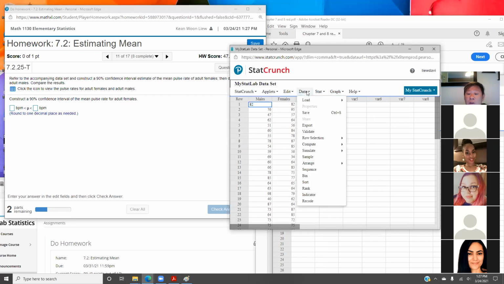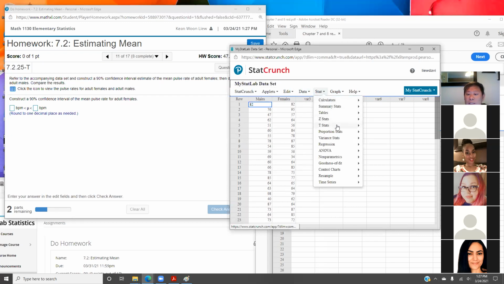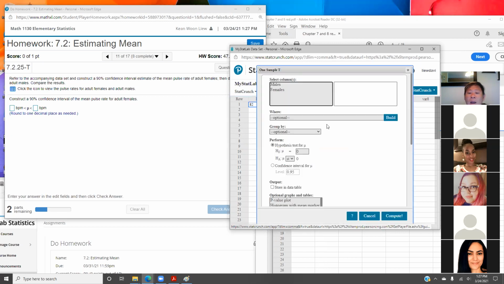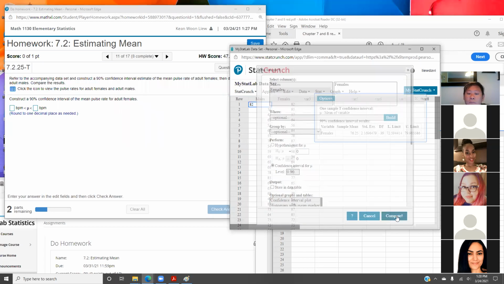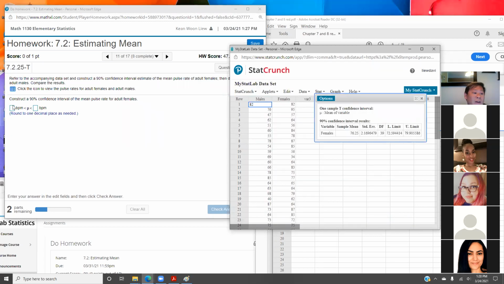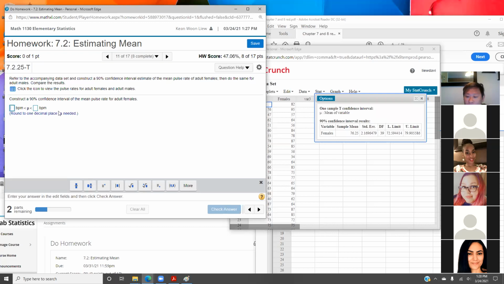When you go here, you go to Stat, T-stat, 1 sample with data. Make sure you pick the female one, not the male one. They're asking for a 90% confidence, right? So for females at 90% confidence, it is 72.6 to 79.9. This is the pulse rate for females.